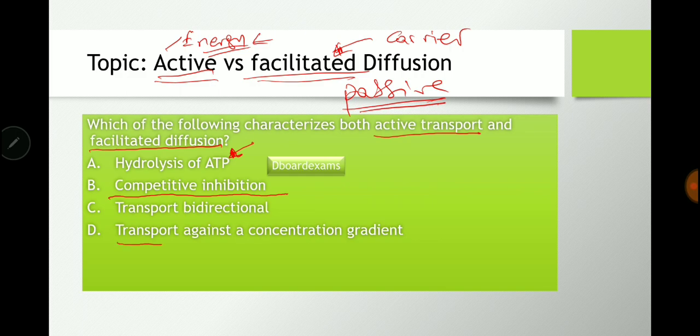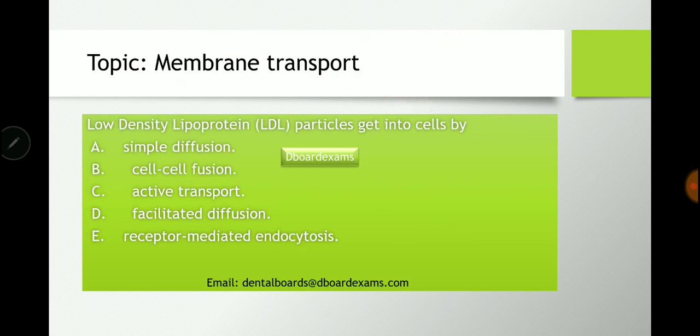So transport against a concentration gradient, okay. This is not true for active. Active, you can transport molecules against concentration gradient because you are using energy to pump it. So you don't really need a concentration gradient for that. Okay. So make sure you review this. All right. Let's see. So here the answer is B, as I mentioned. Let's move on to the next topic.